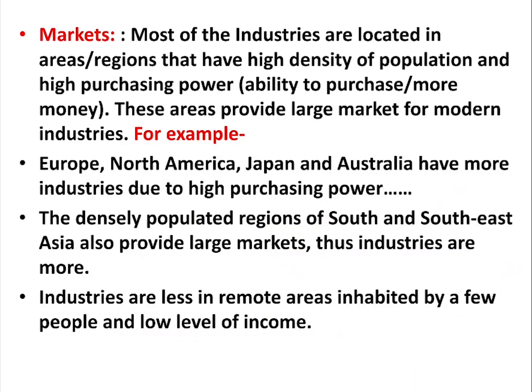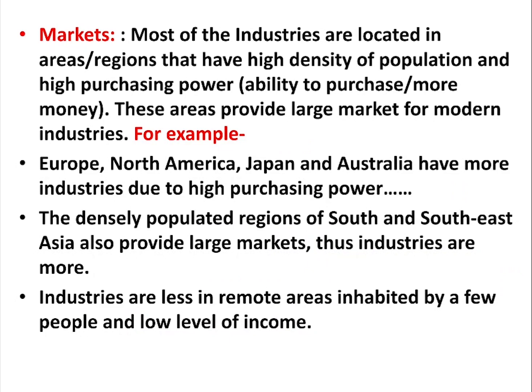The first one is market. If we talk about market, most of the industries in the world are located in regions or areas that have a high density of population and high purchasing power. Purchasing power means the ability to purchase, or more money. These provide a large market for modern manufacturing industries. In simple words, manufacturing goods are mostly sold to people, so people are the market.